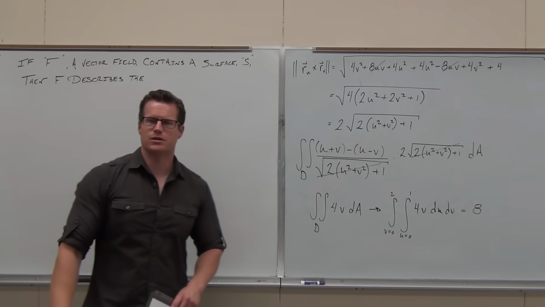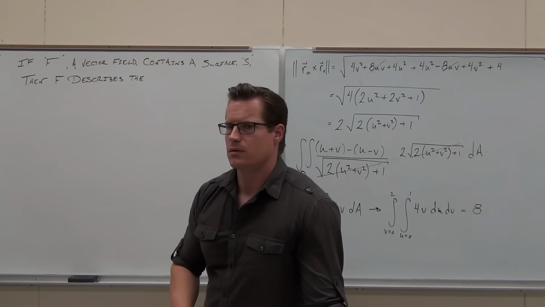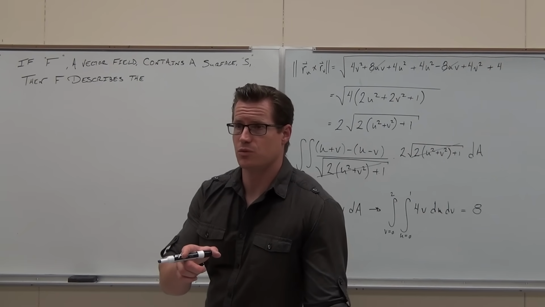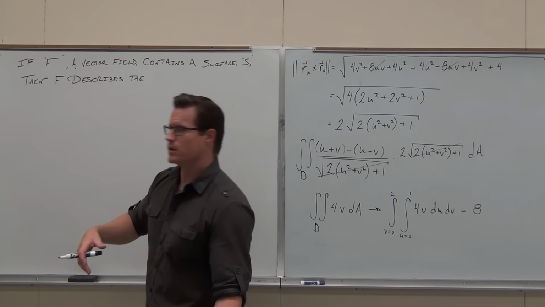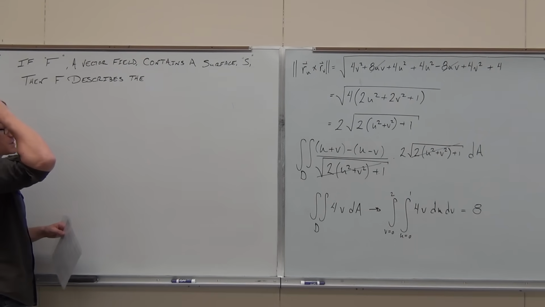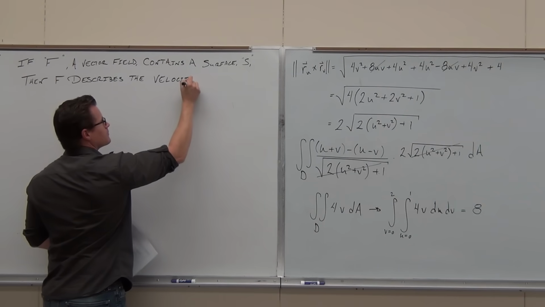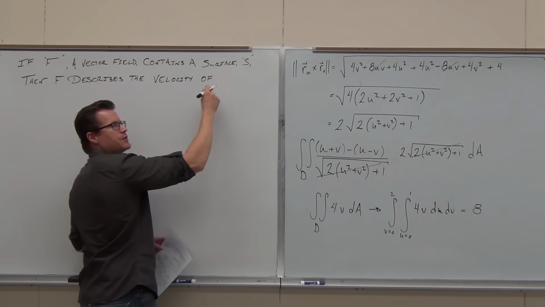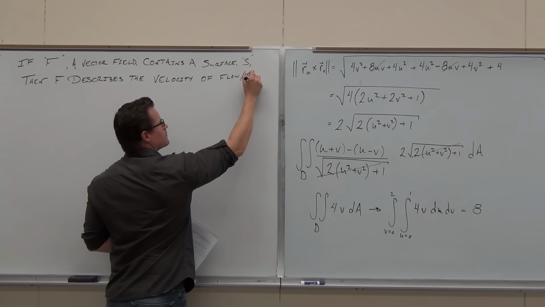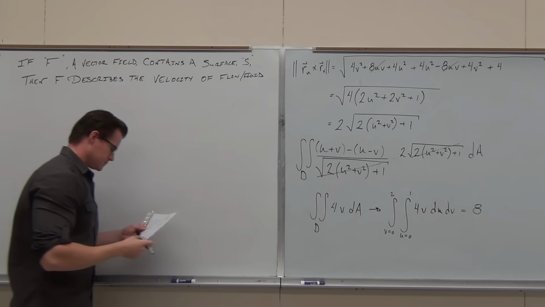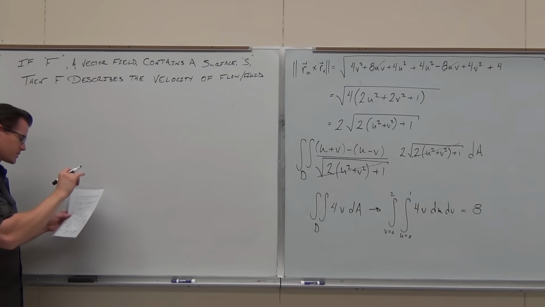Why am I using the word velocity? What two things does velocity have? Speed and a direction. Good. So basically just a vector. So vector fields describe velocities. That's what they do. So what F describes, the vector field describes, is the velocity of the fluid or the flow, however you want to think about that, at any point across the surface.